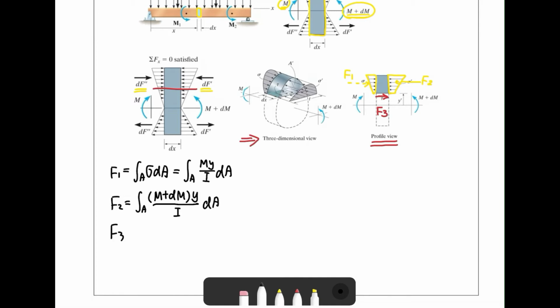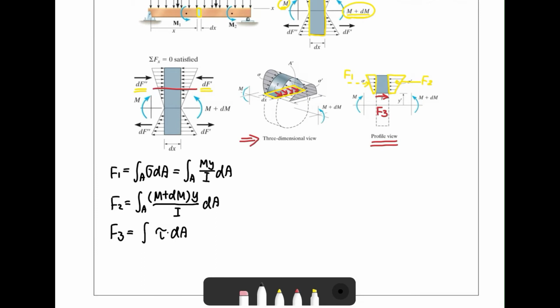Okay, so now let's see what F3 is. If we use the 3D view, you can see there is something distributed in this area here. And you can see the red arrow is parallel to the cutting plane, which is the yellow plane I just drew. Which means that's actually going to be the shear stress, times the area here.